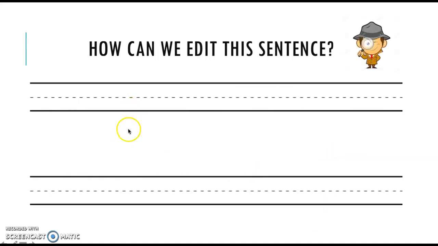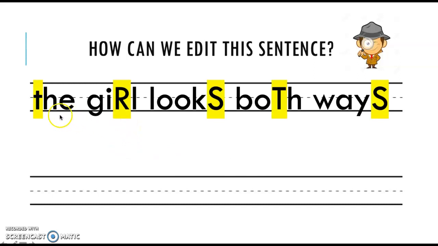All right, so here's our lines, and here's our sentence. I have highlighted all the mistakes that I saw. I saw that this T was not uppercase, and it was the first letter in our sentence. I also saw this R. He was uppercase right in the middle. This S, this T, and this S were all big letters in the middle of my sentence, so those all need to be fixed. And at the very end, I don't see a period, so we're going to have to fix that too. Now let's see, how can we write this on our own?